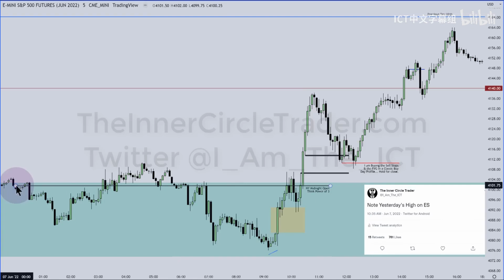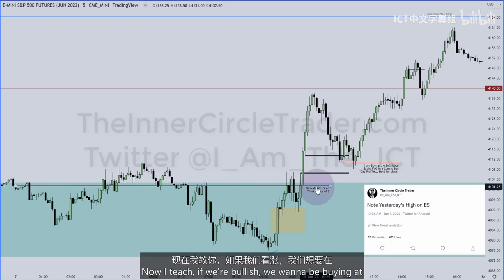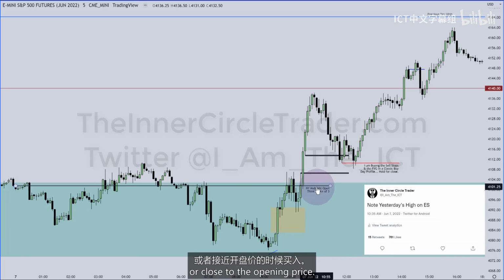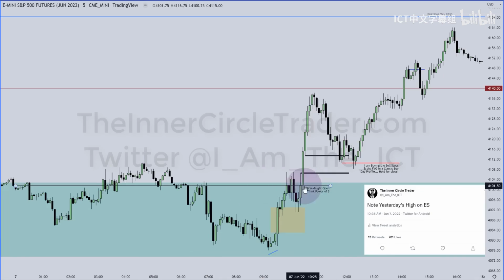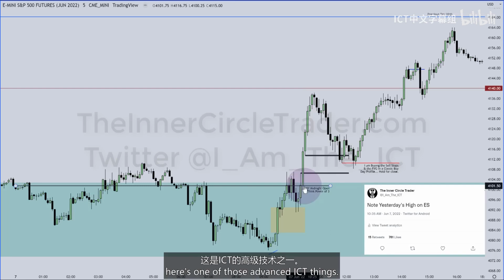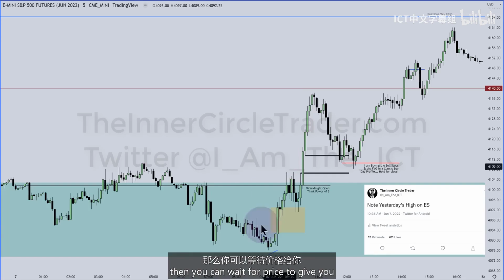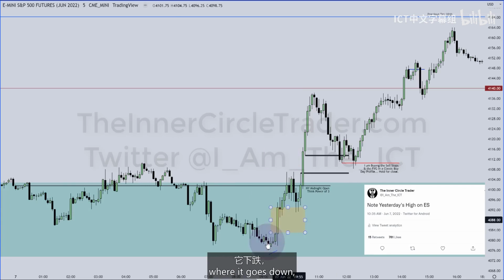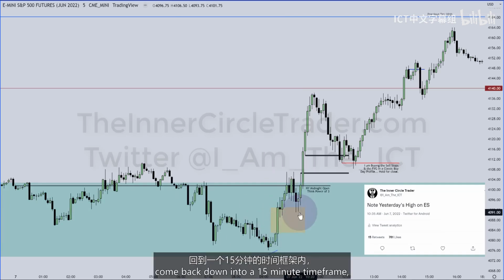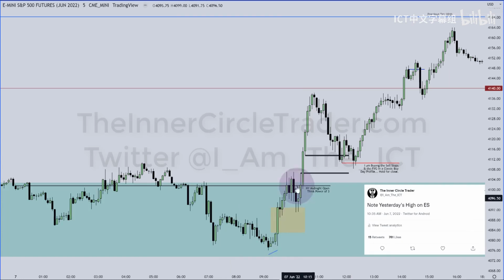This is the opening price at midnight. That's what that level is. Now I teach if we're bullish, we want to be buying at or close to the opening price. Okay. Now here's one of those advanced ICT things. If you know that the market is likely to go down to go up, then you can wait for price to give you this type of setup right here, where it goes down, shift in market structure, come back down into a 15-minute time frame fair value gap.